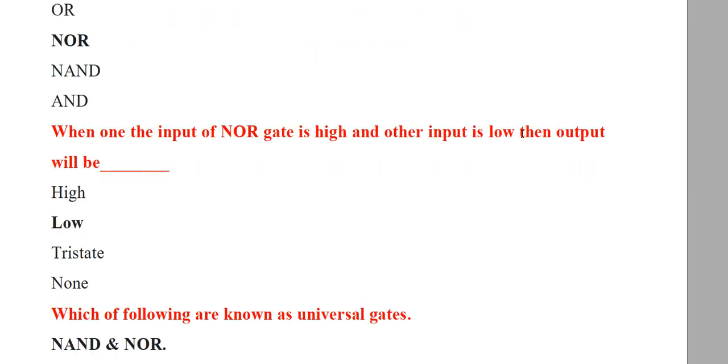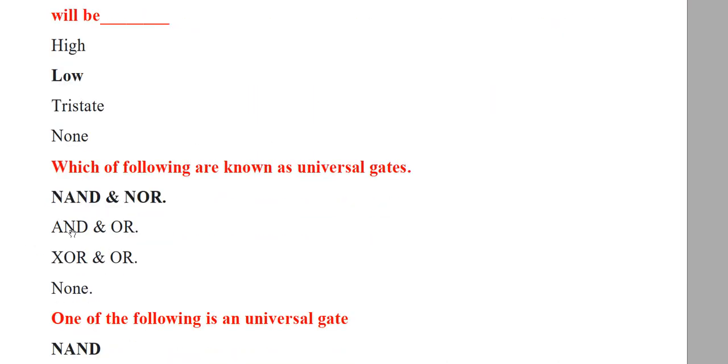When one of the inputs of a NOR gate is high and the other input is low, so the case is 1 0, then the output will be? Yes, for a NOR gate, we have already understood that when both the inputs are 0 0, the output is 1, otherwise the output is low. So for 1 0 it is low, and for 0 1 it is also low. So for both cases the output is low. Don't worry about the third state, that is tri-state. It is just created for confusion.